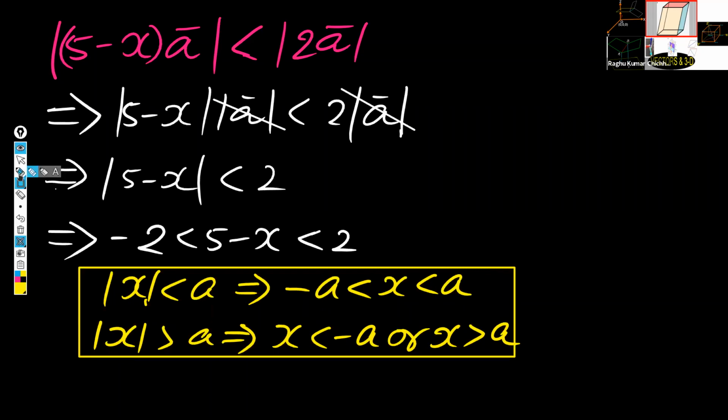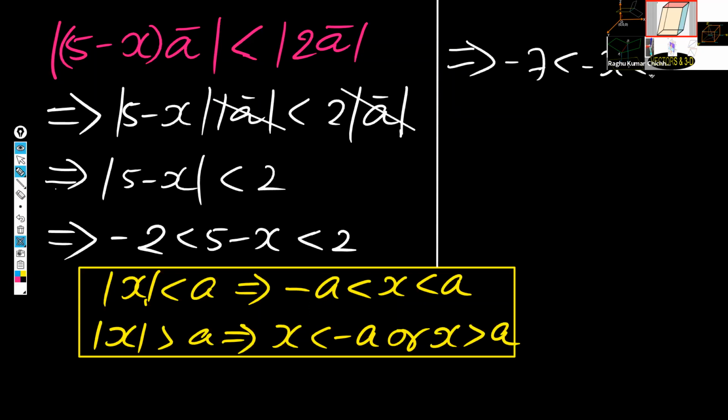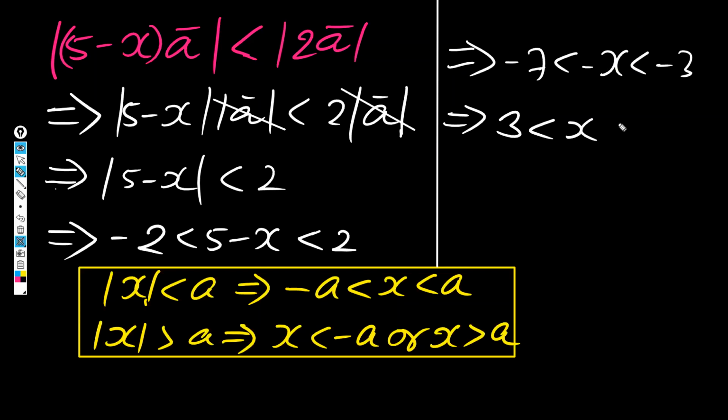So what happens if you simplify this now? Bring that phi to the other side. Then what is it that you get? Minus 2 minus 5, minus 7, less than minus x, less than 2 minus 5, minus 3. Now multiply with minus, and the inequality will be reversed. 3 less than x less than 7.